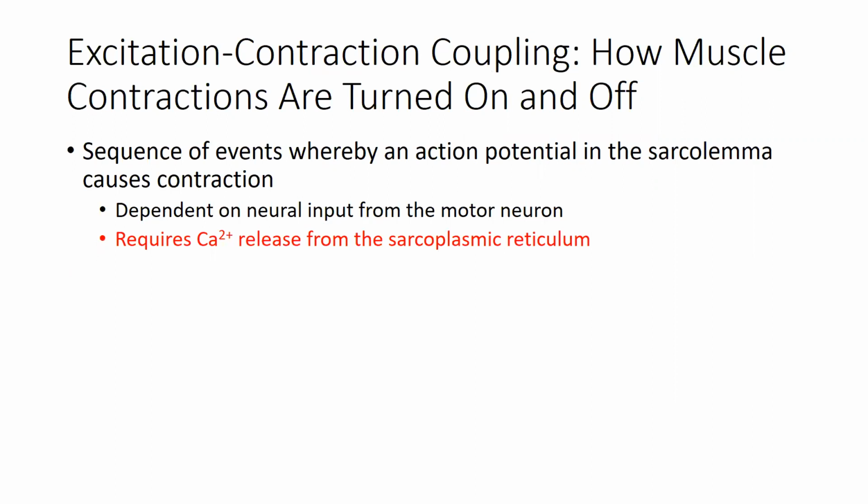The second thing that's required here is calcium. So calcium has to be released from its storage area in the sarcoplasmic reticulum. And we said that the sarcoplasmic reticulum is synonymous to the endoplasmic reticulum of a traditional cell. This is the area where calcium is being stored until it's needed. So those two things, the motor neuron input and presence of calcium, are going to turn on muscle contraction.